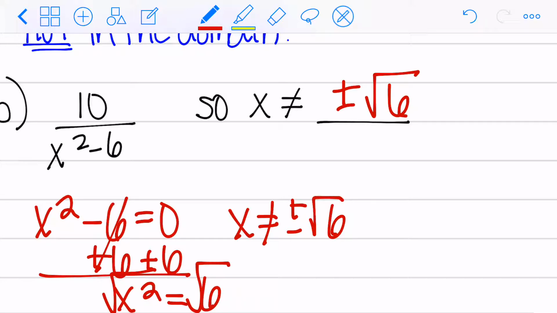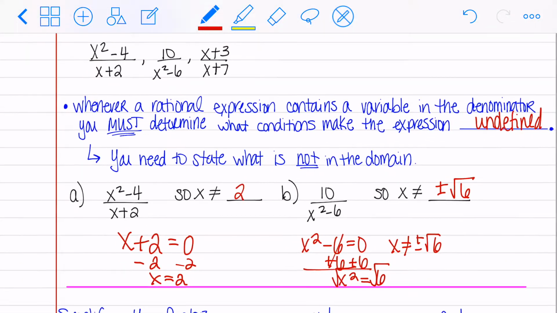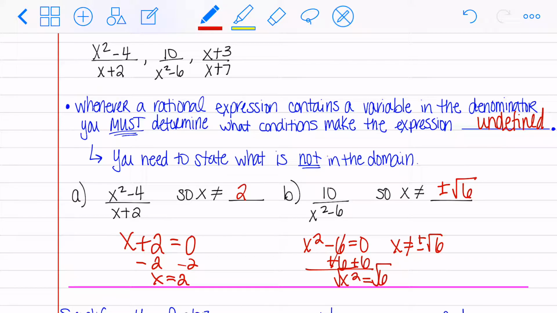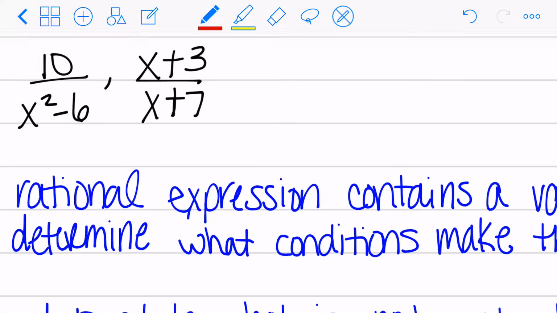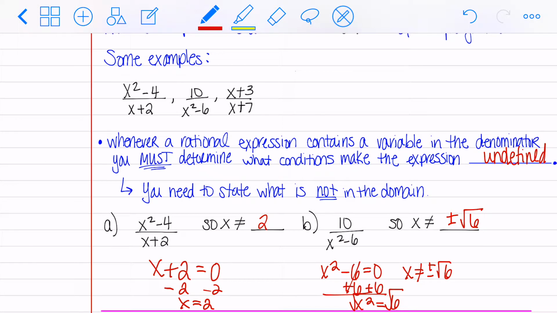If I'm going too fast, it's because I don't have a lot of time to make this video. So you can always go back and rewind. So let's look at number 3. I didn't put that there as an example, but you would have to set x plus 7 not equal to 0, and then you get x cannot equal negative 7.